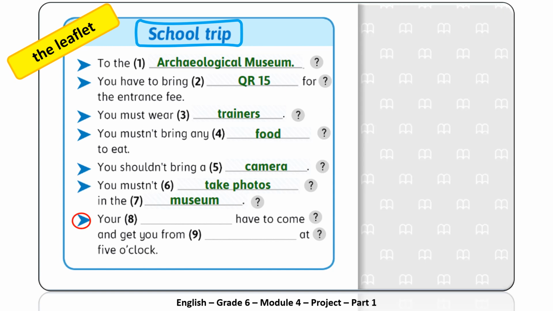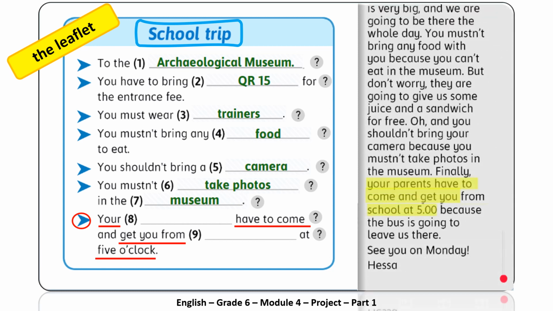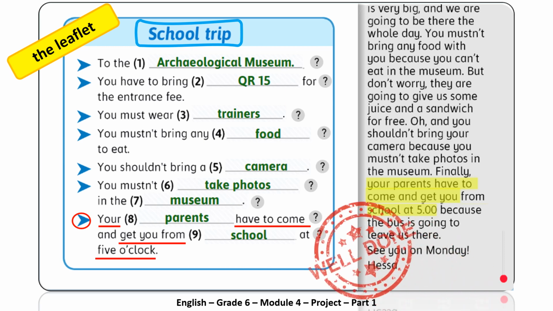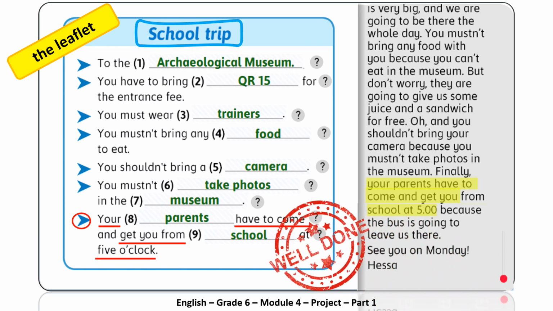The last part of the leaflet. Your ___ have to come and get you from ___ at 5 o'clock. If we go to the email to find this, we'll find it here. Your parents have to come and get you from school at 5. So the answers are parents and school. Well done. And let's move on.